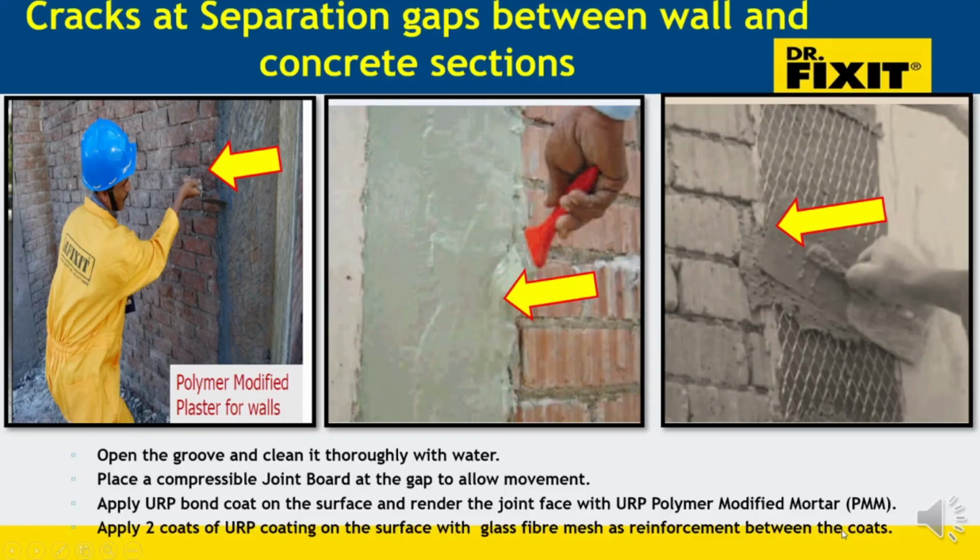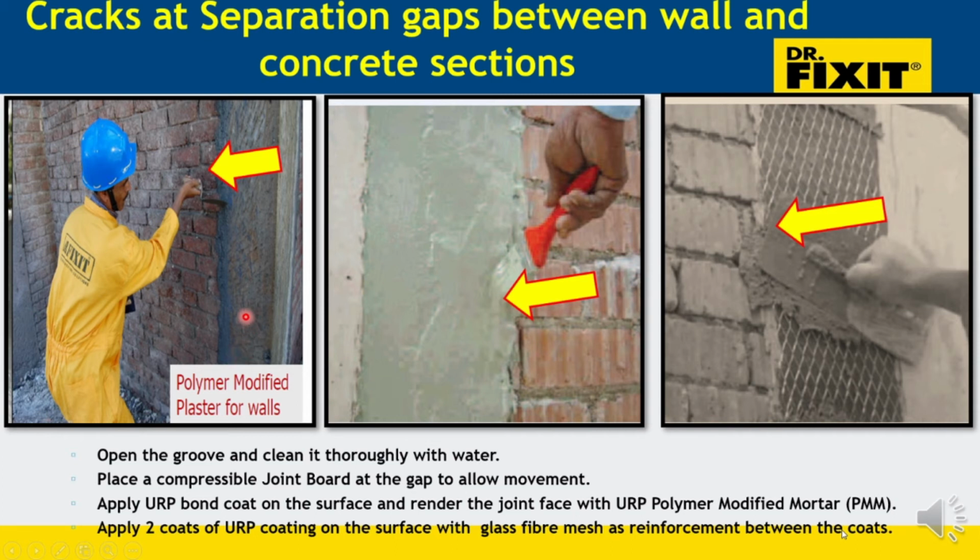Now as far as repairs are concerned, we will see how the crack separation gaps between the wall and concrete section can be repaired with this process. These are a few images showing how the separation gap between the wall and concrete wall will be repaired. First of all, as you see, you have to open and clean it thoroughly with water. These gaps which you find between the wall and the concrete wall need to be cleaned with water, and the gap has to be properly prepared.